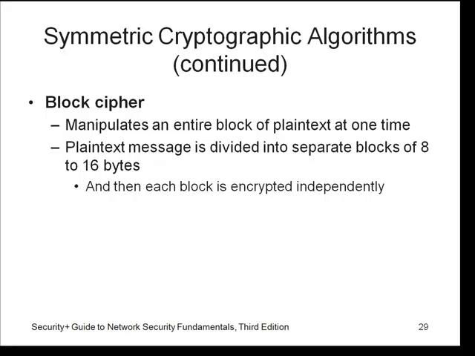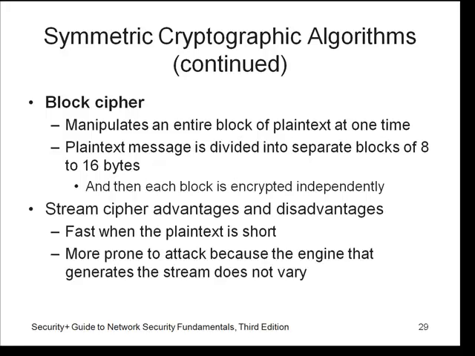A block cipher manipulates an entire block of text at the same time. It's divided into separate blocks of 8 to 16 bytes, and then each block is encrypted independently.